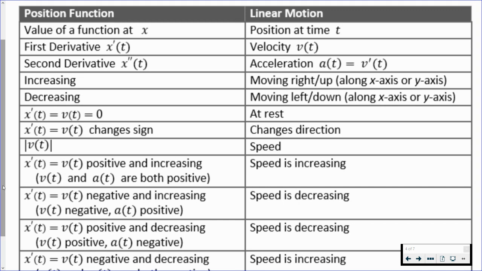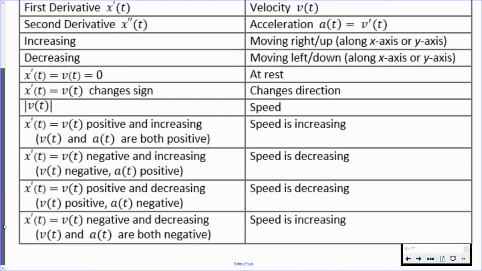Here's what we were talking about a minute ago, increasing or decreasing. Instead of saying where is the function increasing, we might be saying where is the function moving to the right or up, depending on which axis it's moving along. And instead of saying where is the function decreasing, we might be saying where is the particle or object moving to the left or down, depending on which axis it's on. Remember, if we see the words where's the particle at rest, that's asking for where the velocity, which is the first derivative, is equal to 0.